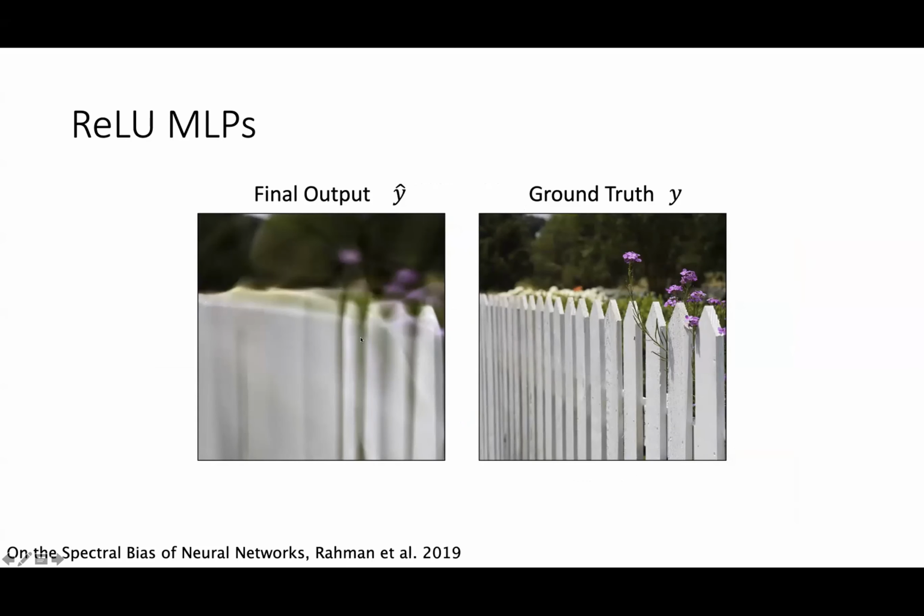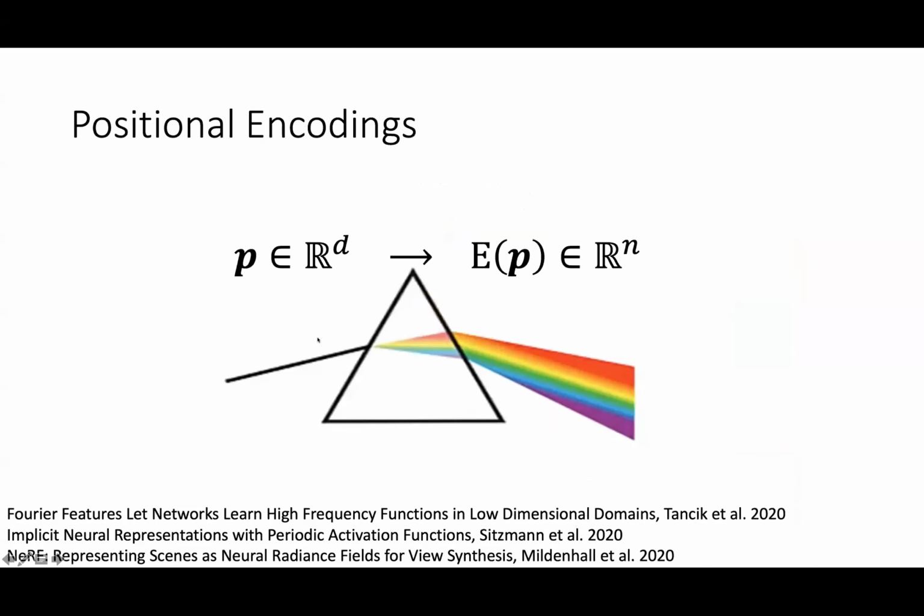So this is the ground truth, this is the final output. The way to overcome this is to use positional encoding. You can think about it as a lifting strategy. Instead of just using the usual coordinates, you lift the coordinates using some frequencies.